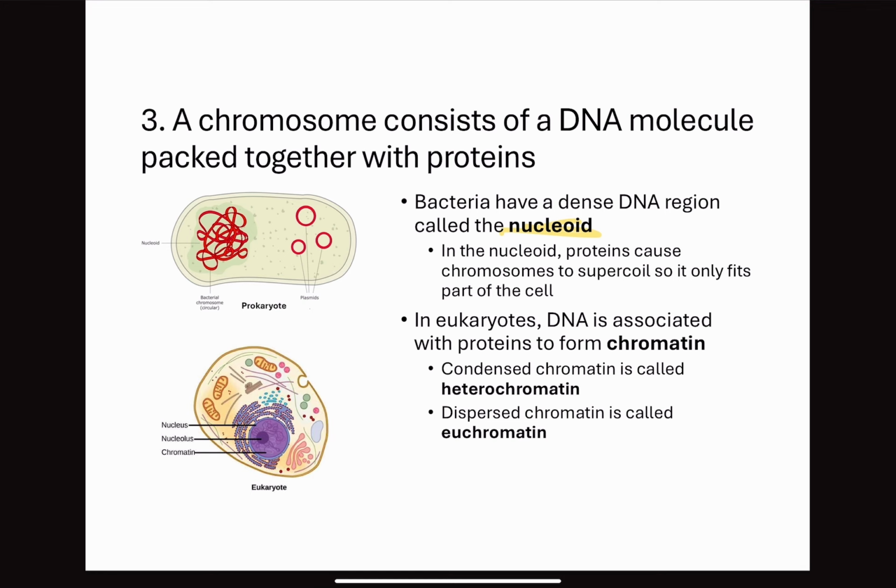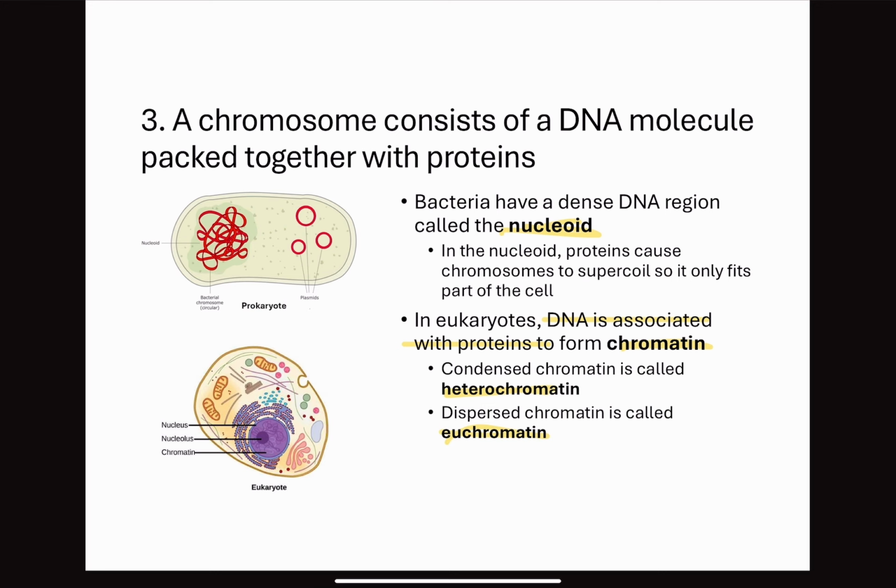In the cell, eukaryotic DNA is packaged with protein to form chromatin. So DNA associated with protein is chromatin. The packaging of chromatin varies during the course of the cell cycle. When we have condensed chromatin, it's called heterochromatin. But when we have dispersed chromatin, it's called euchromatin.